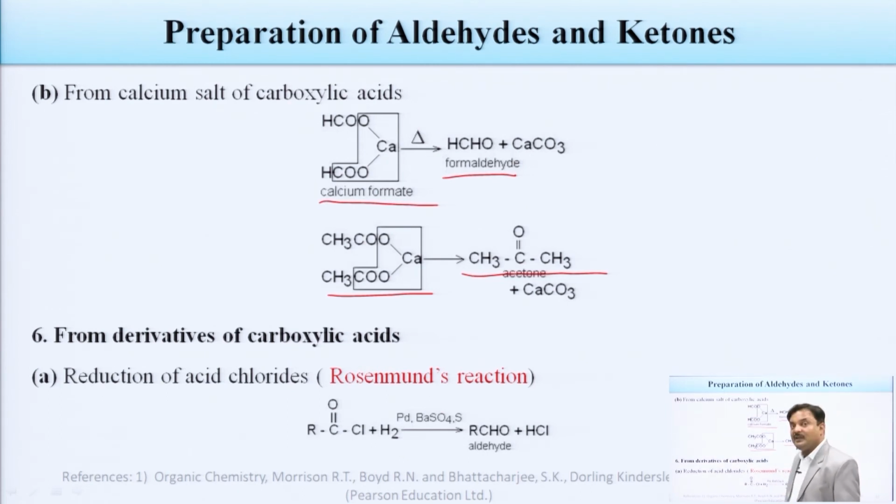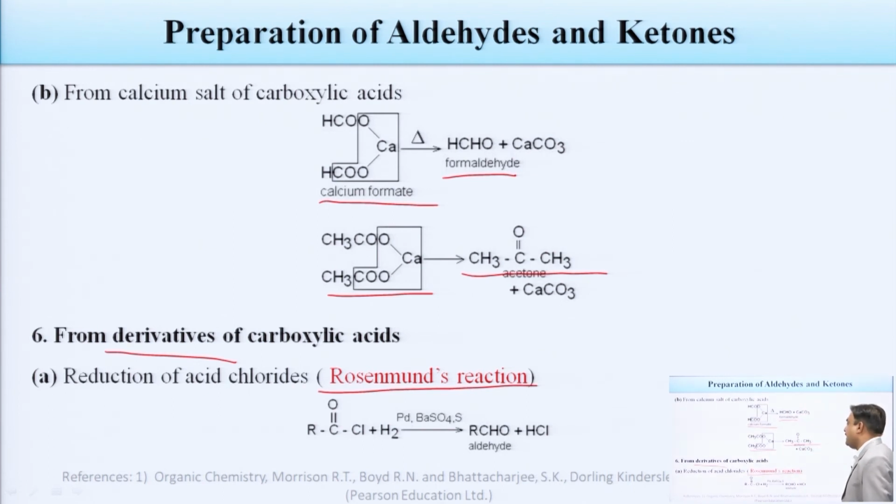So, the next method involves different derivatives of carboxylic acid for the preparation of aldehyde and ketone. The first method, which is very important, is also known as Rosenmund's reaction. What is happening in this reaction is that we carry out the reduction of acid chloride. The reaction is carried out in the presence of palladium or some other catalyst.